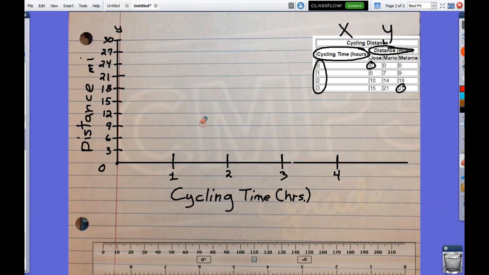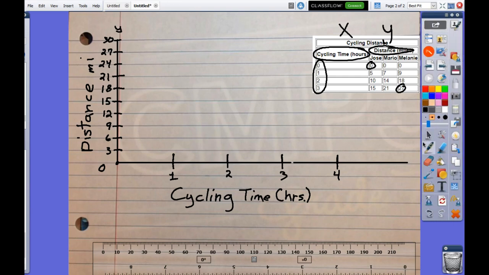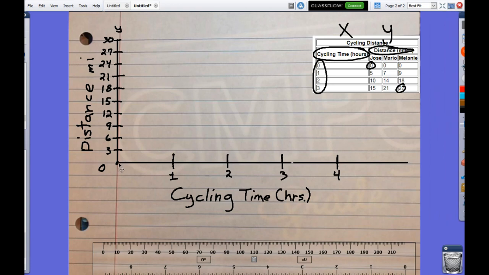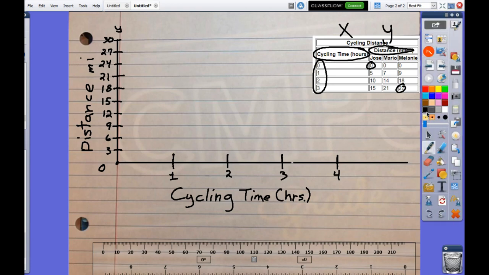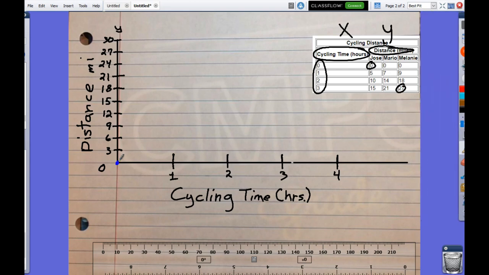Okay, now we just need to graph all 3 students. So we're going to go ahead and use different colors here. For Jose, he's going to start off at 0, 0. Jose is going to be blue. He's going to start off at 0, 0. Then after 1 hour, he's going to end up at 5.